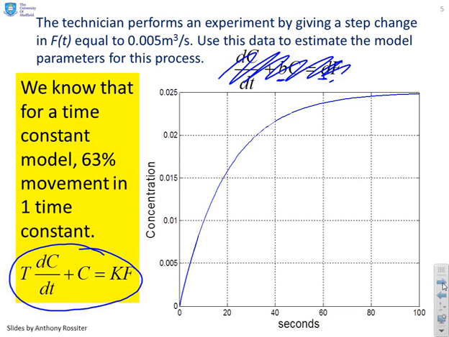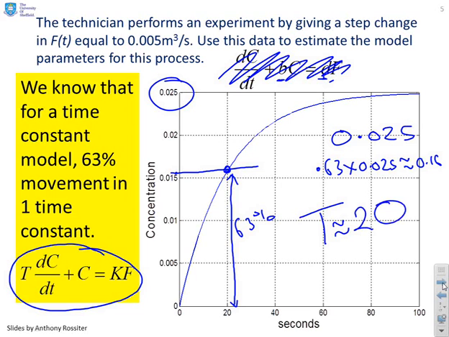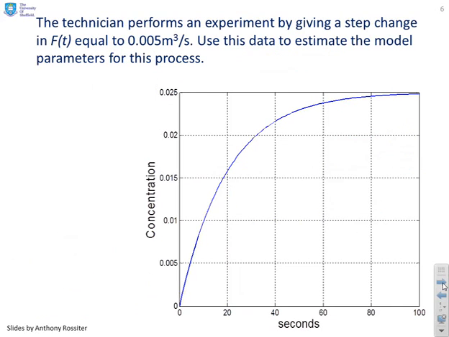So we get 63% movement in one time constant. So if the overall movement is 0.025, and you can see that from this value here, then 63% movement is 0.63 times 0.025, which is approximately 0.016. So if I mark that across here, then you see we get 63% movement in approximately 20 seconds. So clearly the time constant T is approximately 20, and hopefully you all agree that was relatively straightforward.